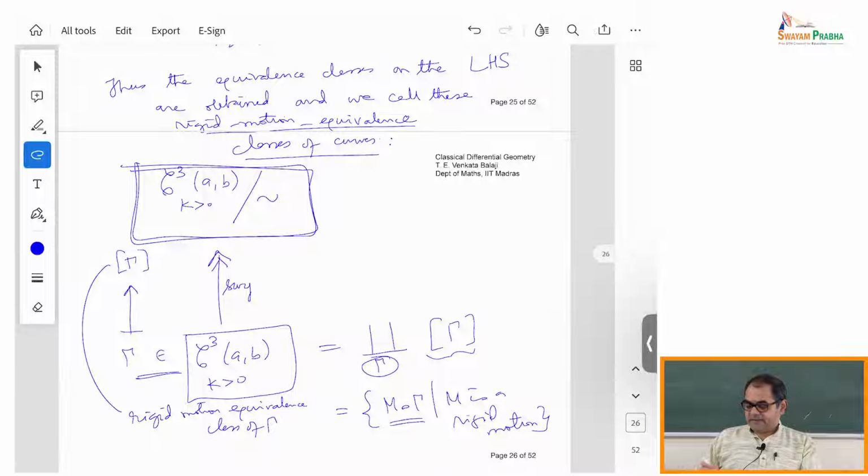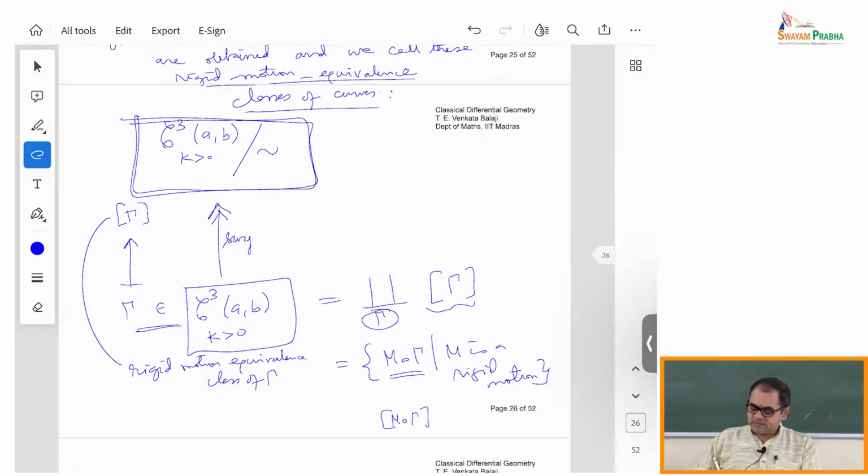Okay, because if I try to write the equivalence class of M circle gamma, that will be the same as the equivalence class of gamma. Equivalence class of M circle gamma is the same as the equivalence class of gamma. Whenever two curves are related, their equivalence classes are the same.